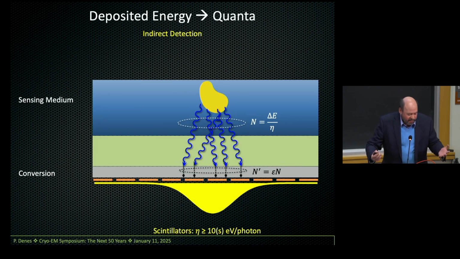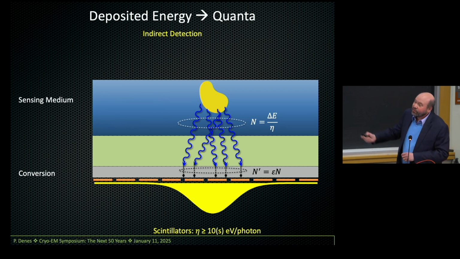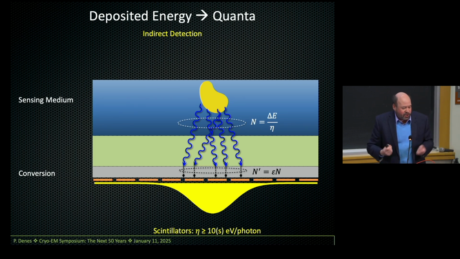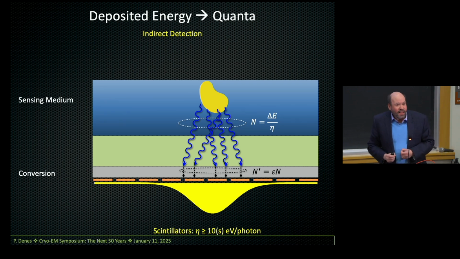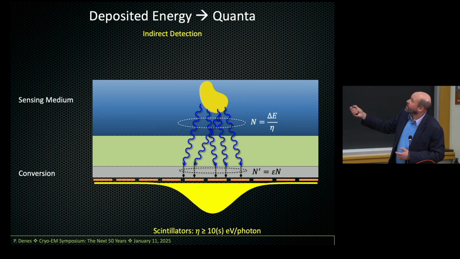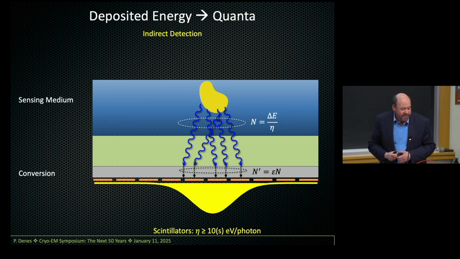So direct detection, you've heard, so what is it? If the electron goes into some sensing medium, it deposits energy, it creates some number of detectable quanta that depend on how much energy it takes to create one. If that then goes through another conversion process, so maybe you're making light, and it turns into electron hole pairs in a semiconductor, that's an indirect detection process.